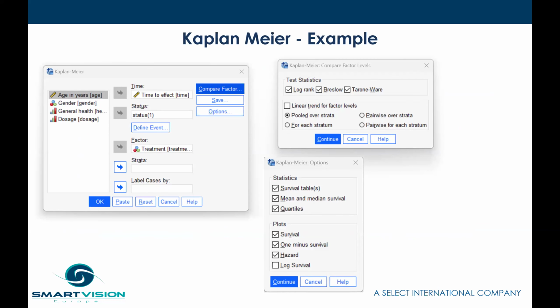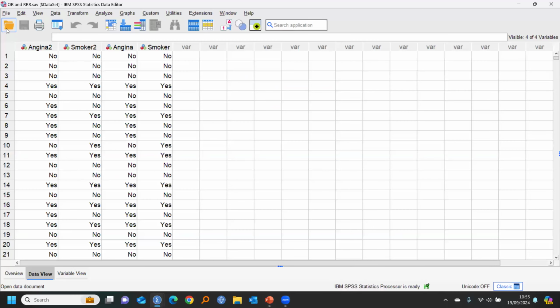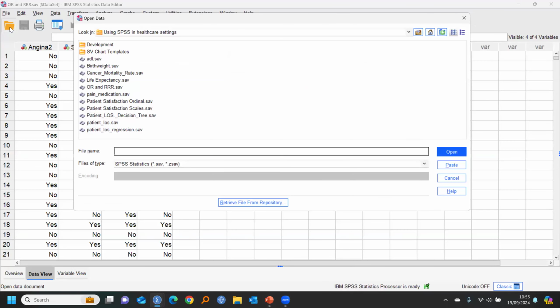So this is what the Kaplan-Meier dialog box is going to look like. I'm just going to set that up very quickly here. Let's see, it's called pain medication.